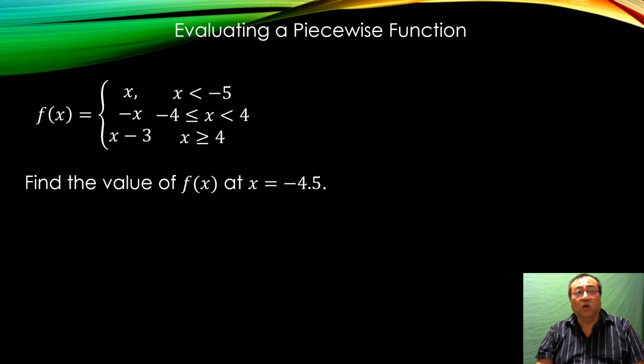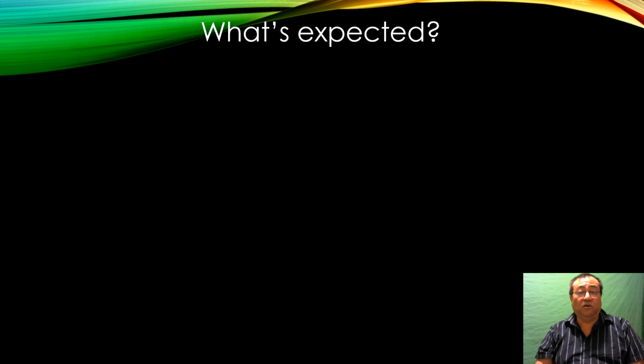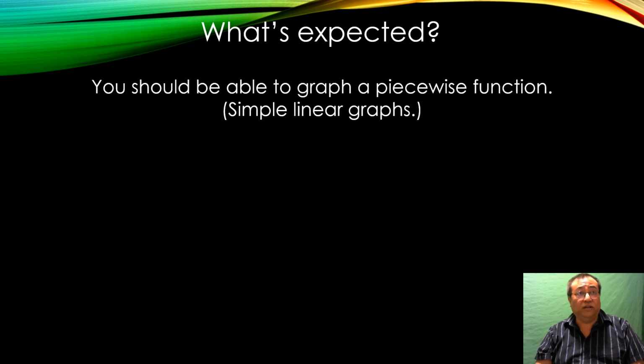Oh, what if we had -4.5? Why am I testing -4.5? It's between these two, right? -4.5 is between -5 and -4. So this function is not defined there because there's a gap between -5 and -4. So we say f of -4.5 is undefined.